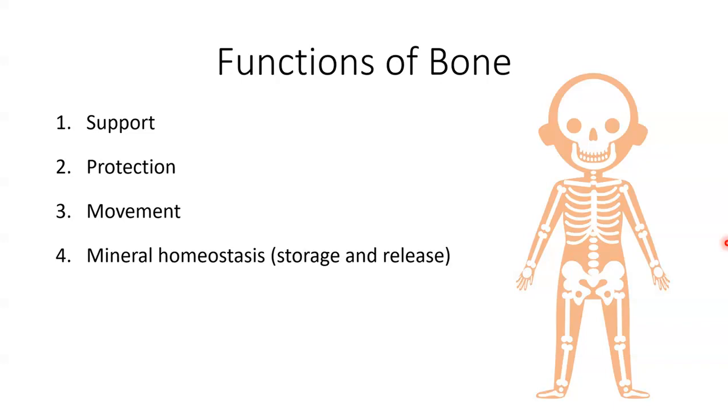Fourth, bone tissue plays a role in the homeostasis of minerals. So we have large amounts of calcium and phosphorus that are stored within the bone, and this is actually what gives bone its hardness. About 99% of all of the calcium in the body is stored in our bones.